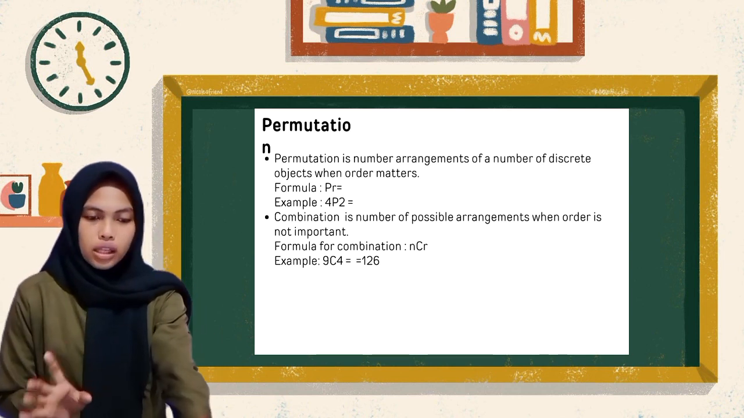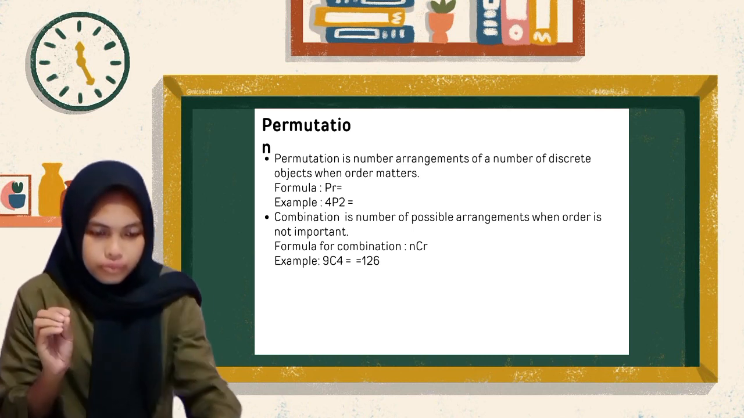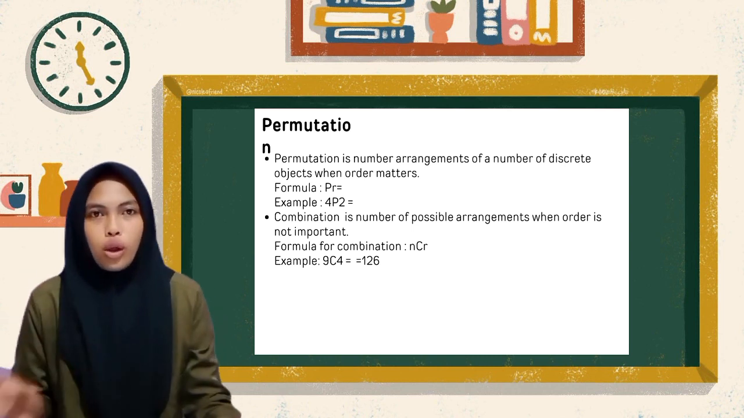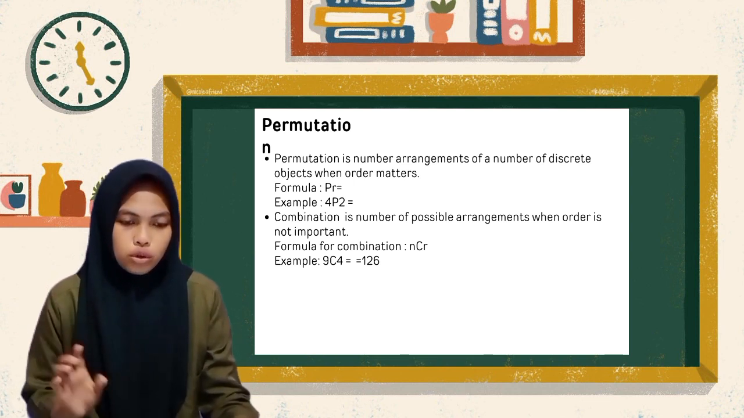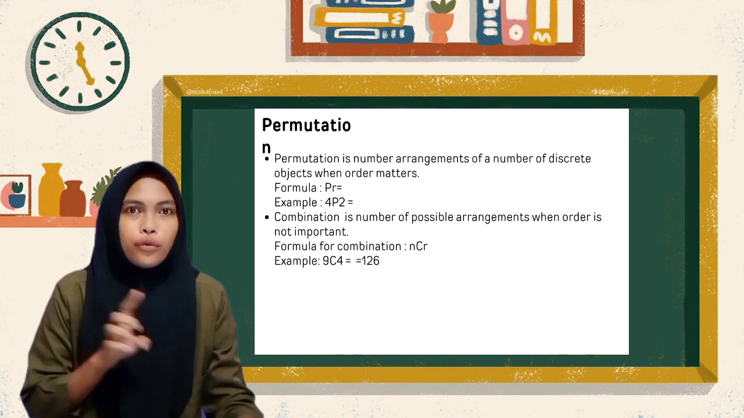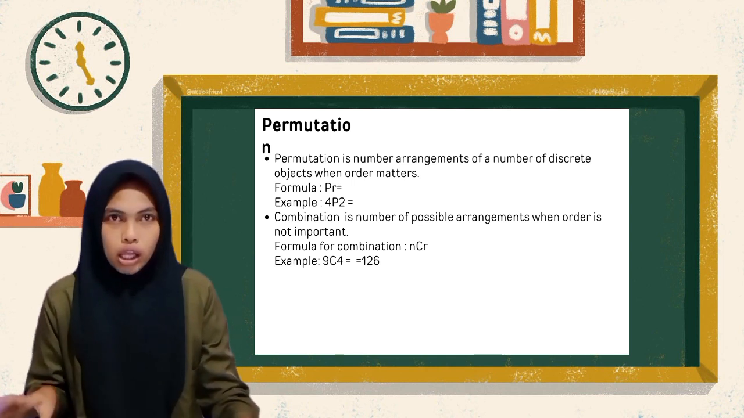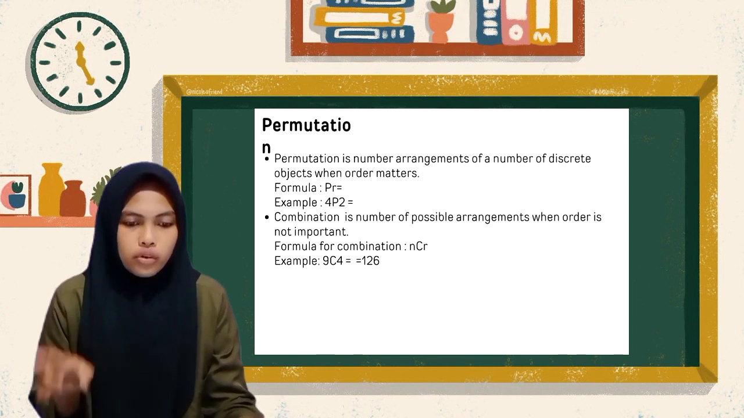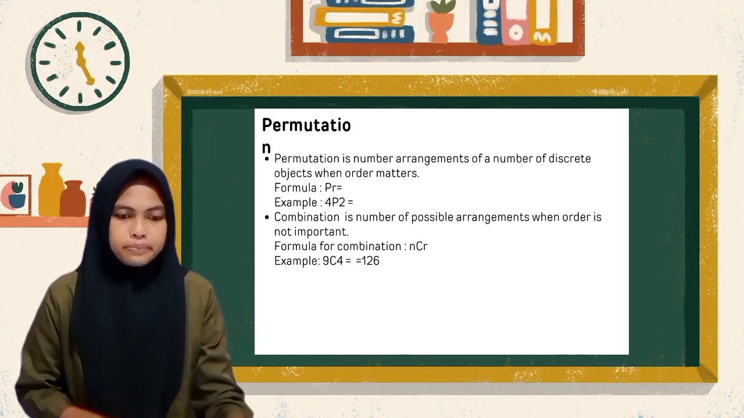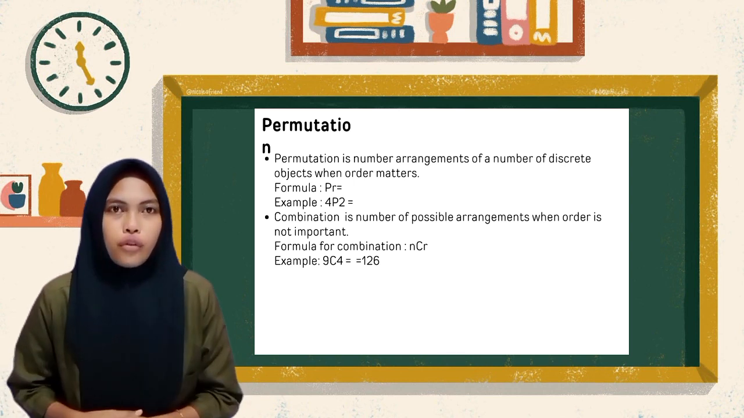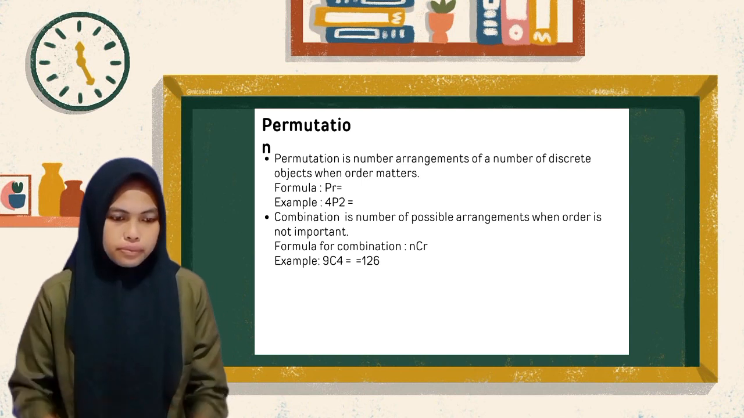Next example, 4P2 equals 4 factorial over 4 minus 2 factorial, equals 4 factorial over 2 factorial, equals 4 times 3 times 2 factorial over 2 factorial, equals 4 times 3 equals 12.